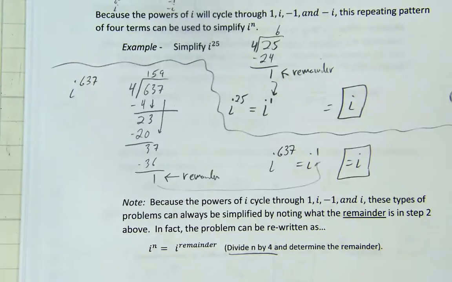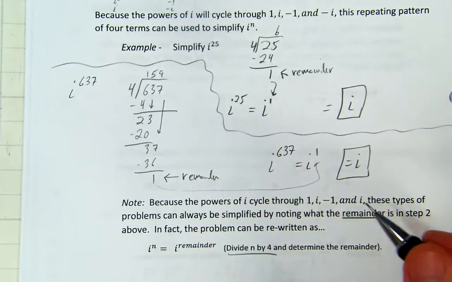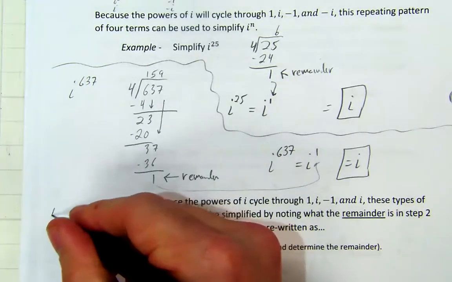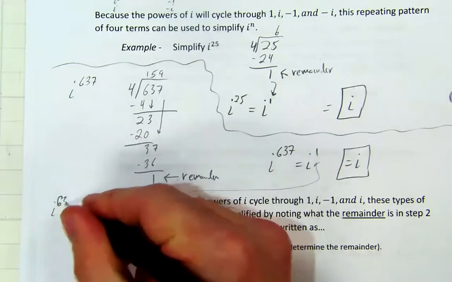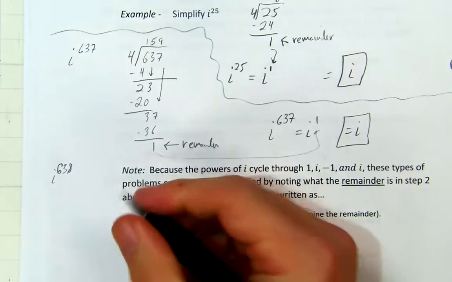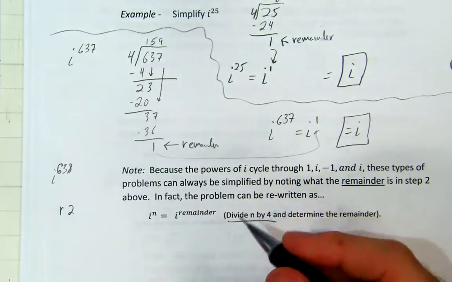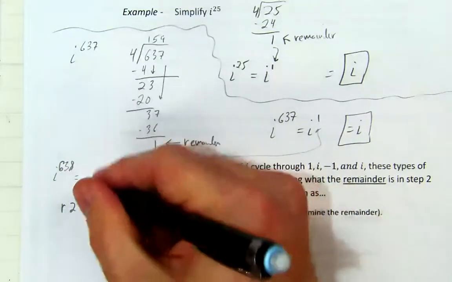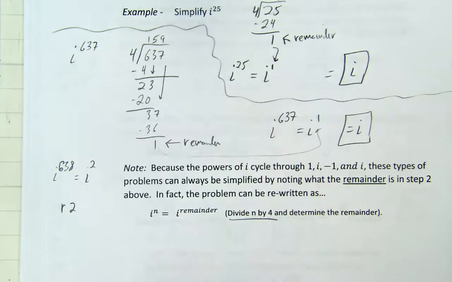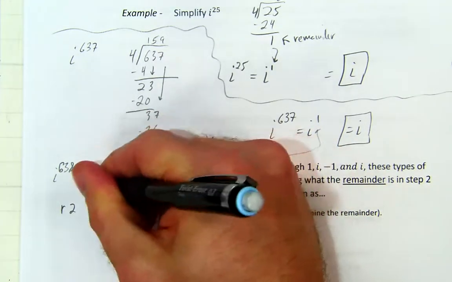Say, for example, you got a remainder of, let's see, we could do i to the 638. We can divide this out, and it's going to be remainder 2. You would say that i to the 638 equals i squared. So i to the 638 is negative 1.